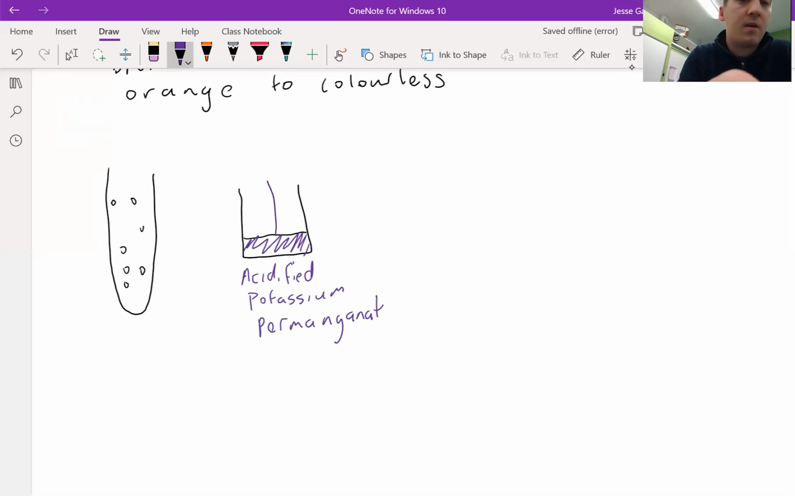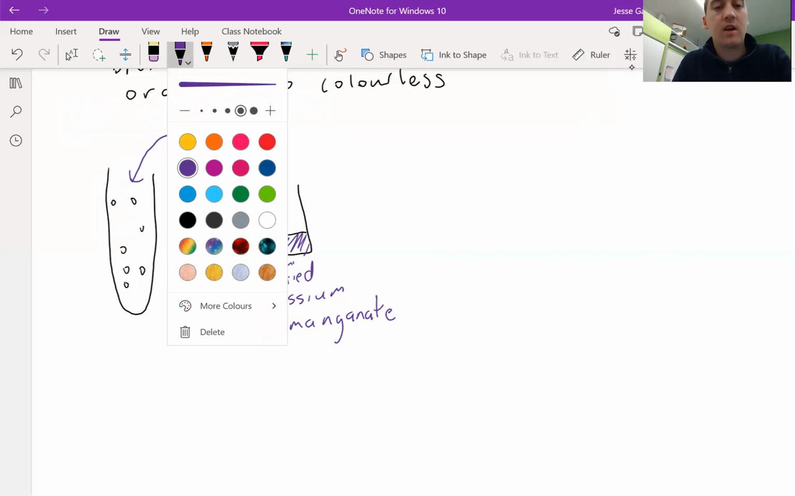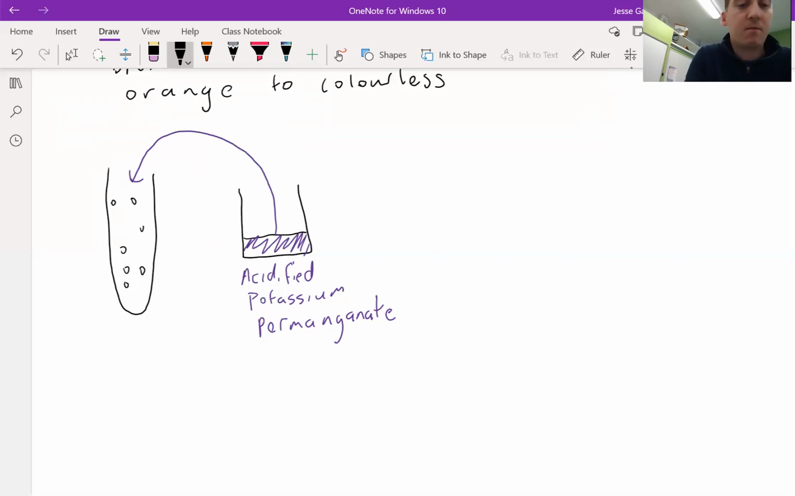We'll take our acidified potassium permanganate, that's purple, and when it comes into contact with an unsaturated compound, the manganese in this potassium permanganate turns from a purple color to a colorless substance. We don't really need to know the reaction there, so I'm not going to explain it in detail. But that is the test for unsaturation using acidified potassium permanganate.